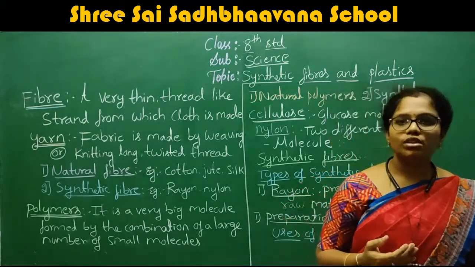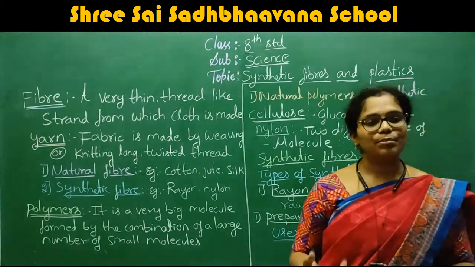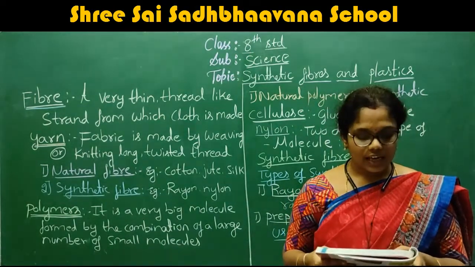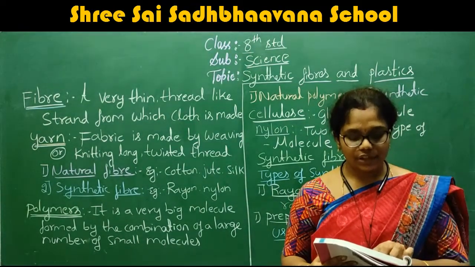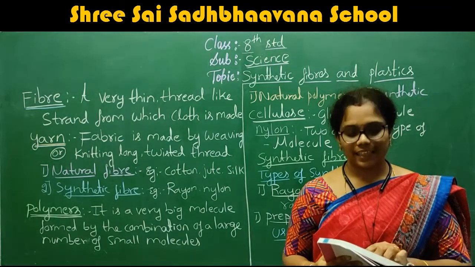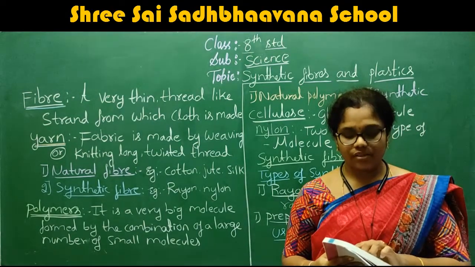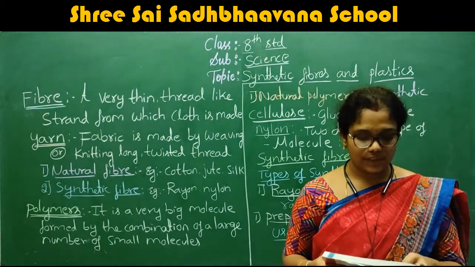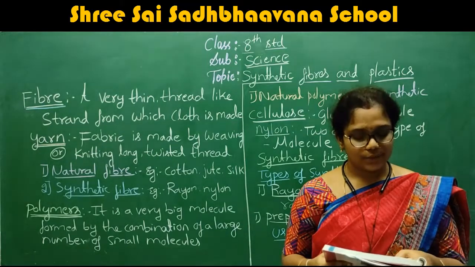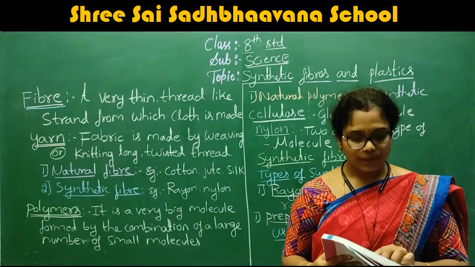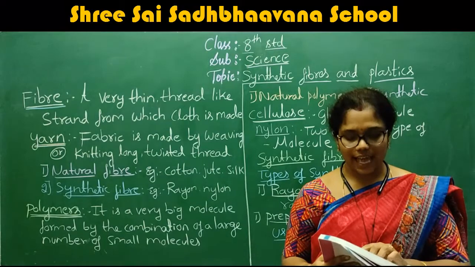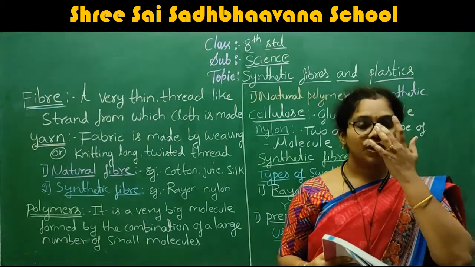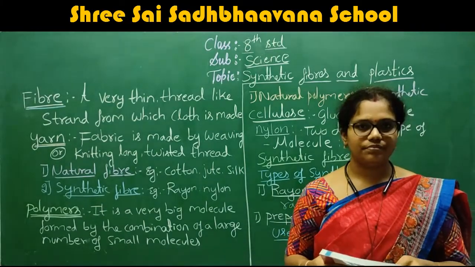If you see the uses of rayon, the first important use is that rayon is used in the textile industries for making clothing like saris, blouses, dresses, socks, etc. I will repeat the first use one more time. Rayon is used in the textile industries for making clothes like saris, blouses, dresses, socks, etc. This is the first use of rayon.